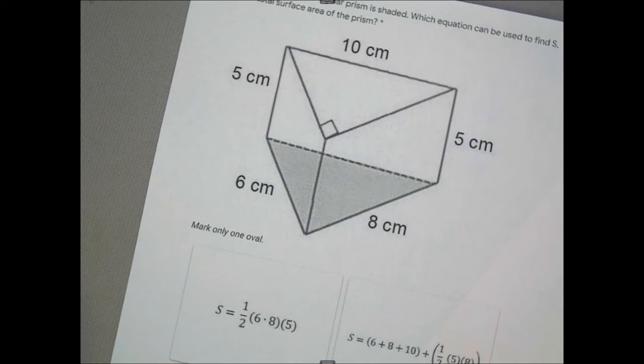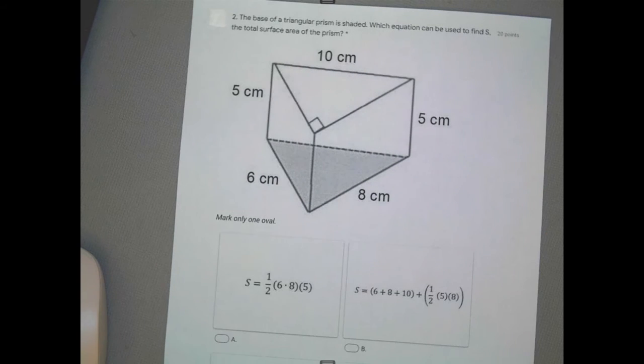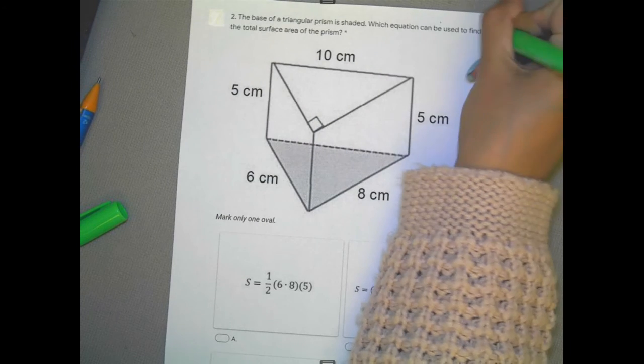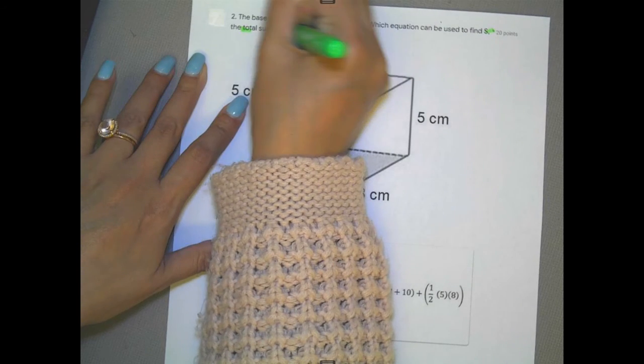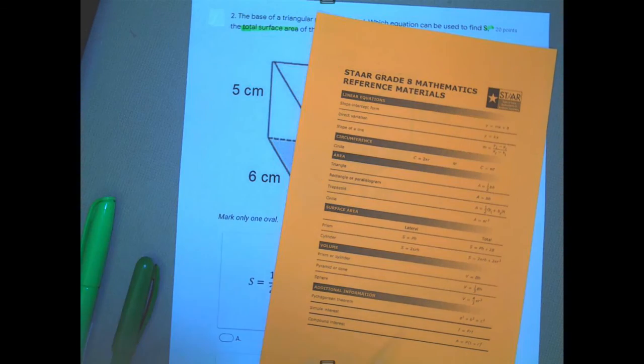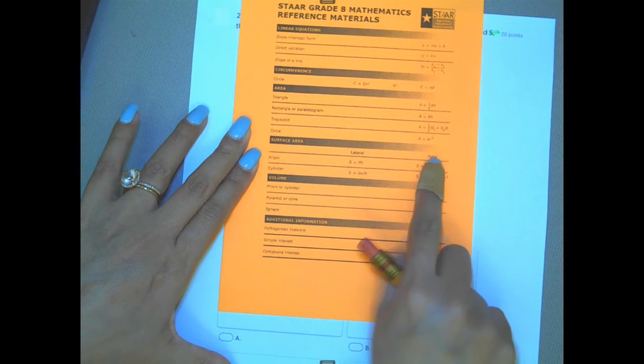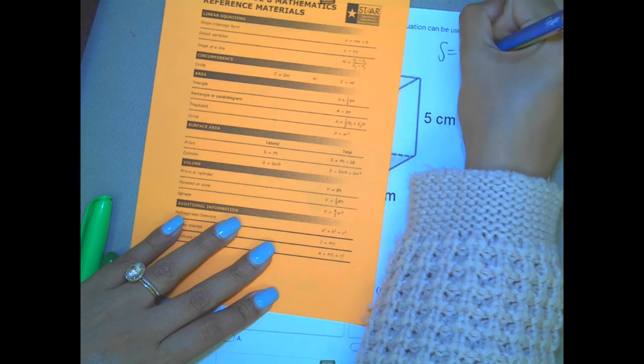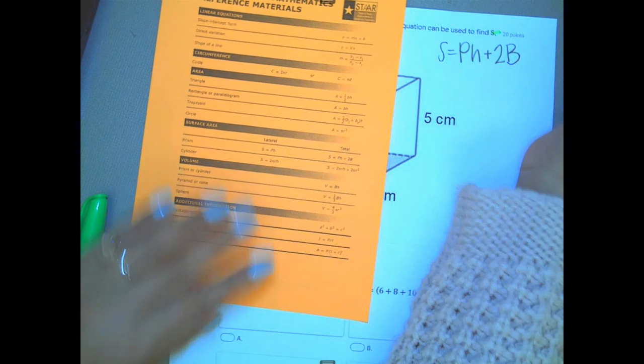So now I'm going to look at problem number 2. It says the base of a triangular prism is shaded. Which equation can be used to find S, the total surface area of the prism? All right, so this helps me out not just with a picture, but by going to my formula chart, it's telling me total and it's telling me prism. So surface area, total, prism, I should be looking for S equals capital PH plus 2 capital B.